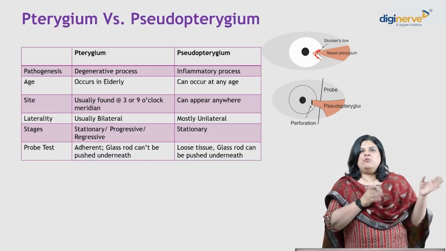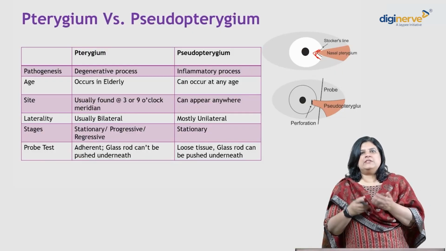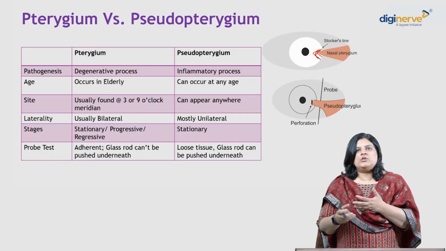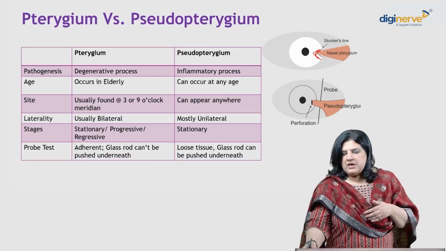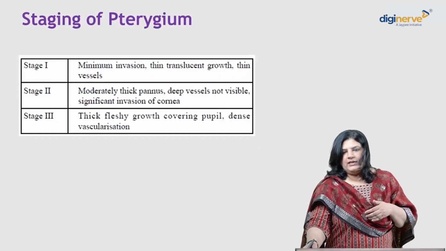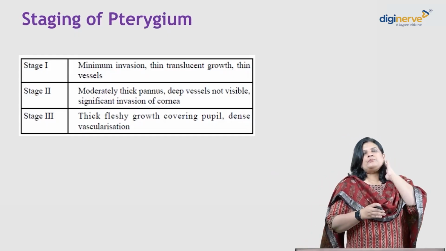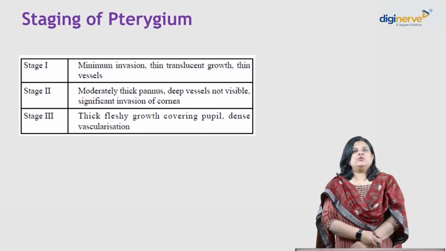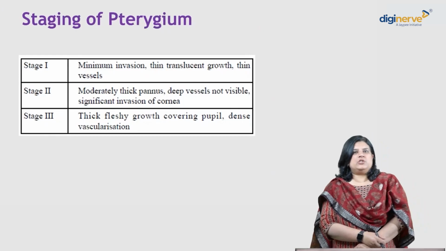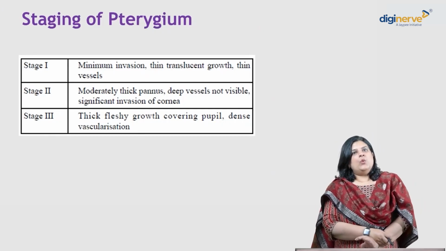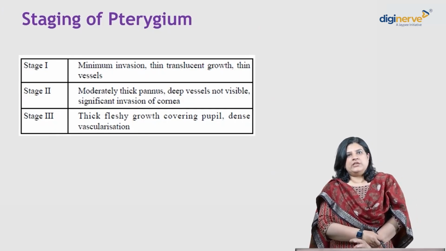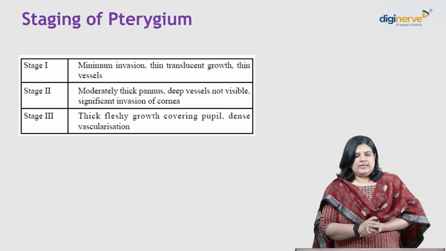So you see, from one question we have diversified into 2-3 questions that can come, and it's important to remember these basic findings related to this entity. It's also important to know the stage of the pterygium so that you can explain to your patient whether they require surgery urgently or can wait for some time.